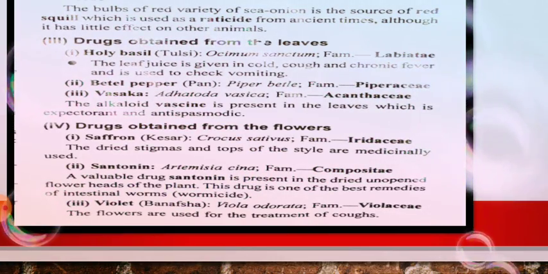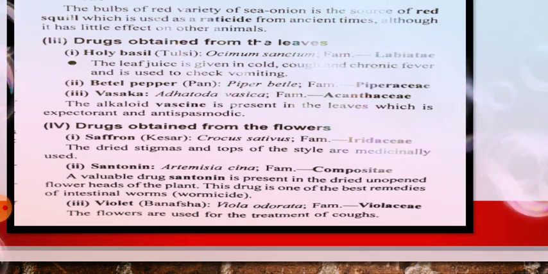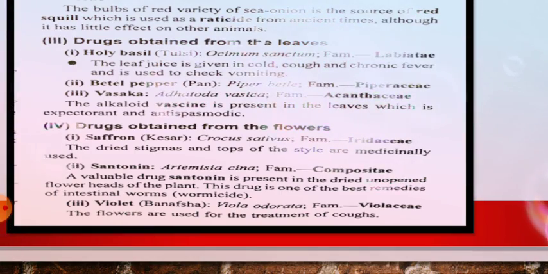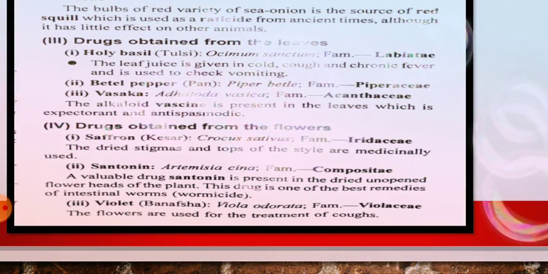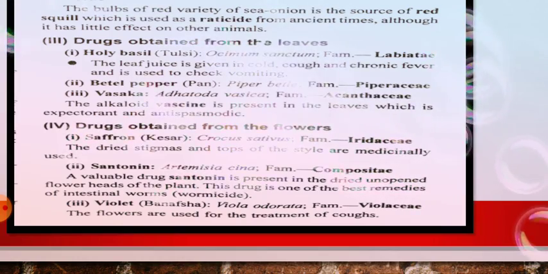Then violet is Banafsha, or Viola odorata. Its scientific name is Viola odorata. It belongs to the family Violaceae. The flowers are used in the treatment of cough, mainly used in cough.